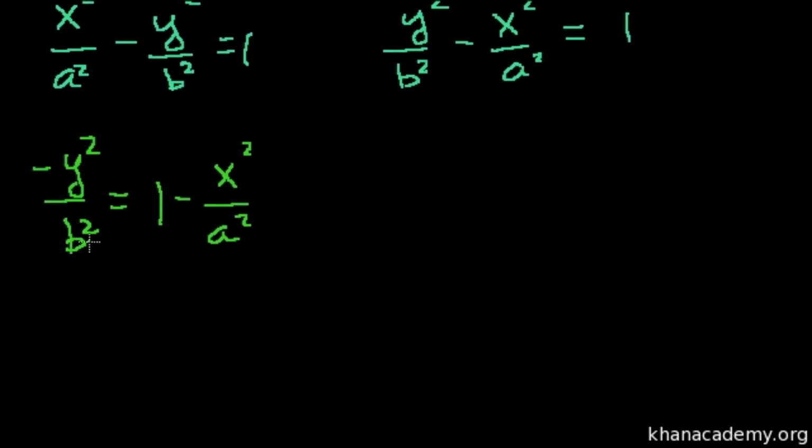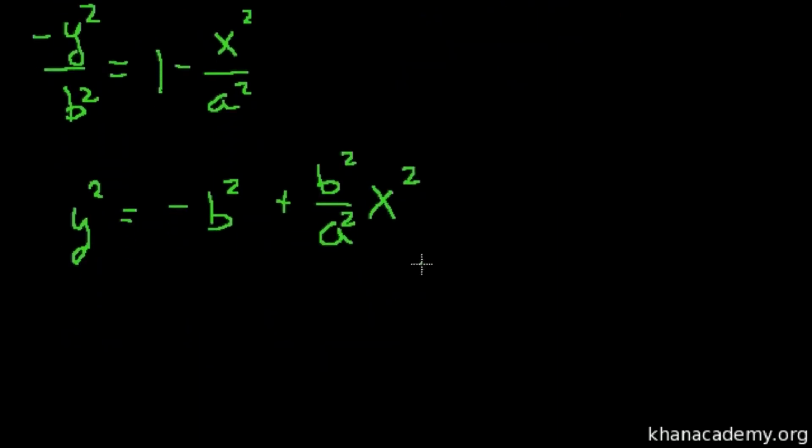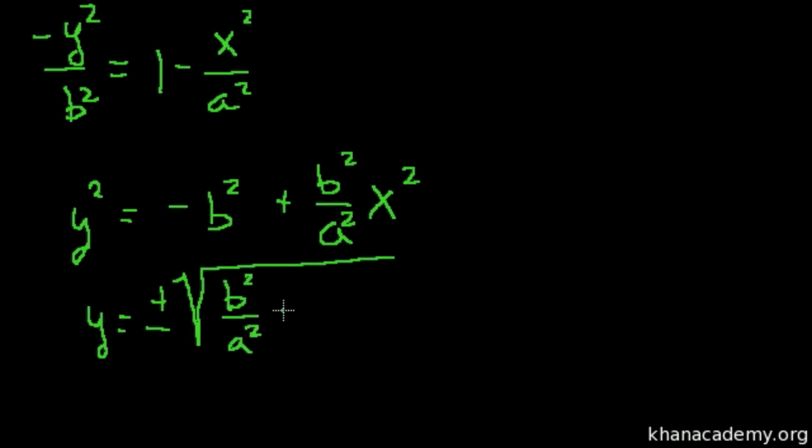If you multiply the left-hand side times minus b squared, the minus and the b squared go away, and you're just left with y squared is equal to minus b squared, and then minus b squared times a minus becomes a plus b squared over a squared x squared. We're almost there. And then you get y is equal to, and I'm doing this on purpose, the plus or minus square root, because it can be the plus or minus square root, of, and let's switch these around so I have the positive term first, b squared over a squared x squared minus b squared.